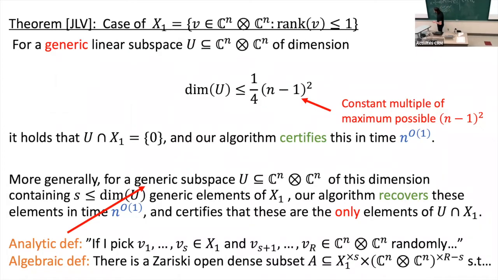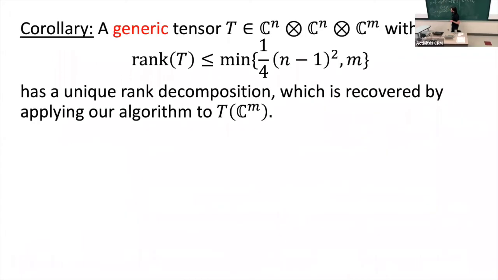So some adversary, or some other person, picks v1 through vs in x1 at random and vs+1 through vr in the whole space at random, takes the subspace that they span, and just gives me some basis of the subspace. And then we can actually find those elements that are in there. Algebraically, there exists a Zariski open dense subset of x1 cross S, cross C^n to C^n, cross R minus 1, for which the whole business happens.